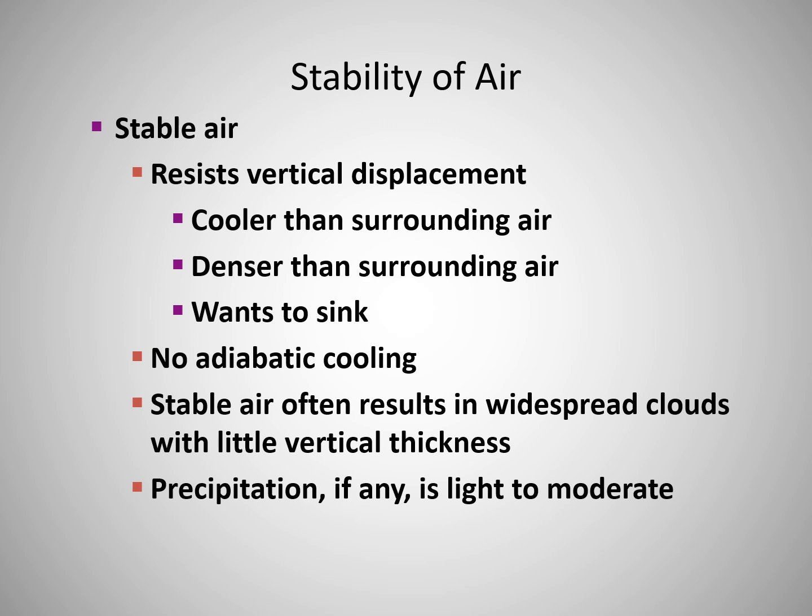Okay, so you don't need to write any of these things down, but stable air is basically just air that isn't rising. Okay, it's resisting vertical displacement. Why? Because it's cooler than surrounding air. It's more dense and it wants to sink. So if it's not rising, then it's a stable air mass, meaning that you have really zero chance of any afternoon thunderstorms.